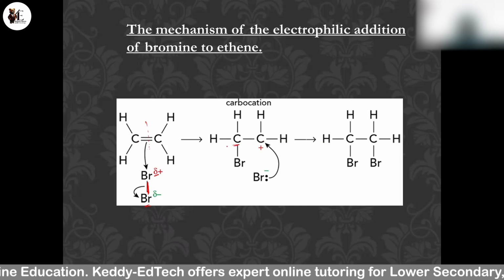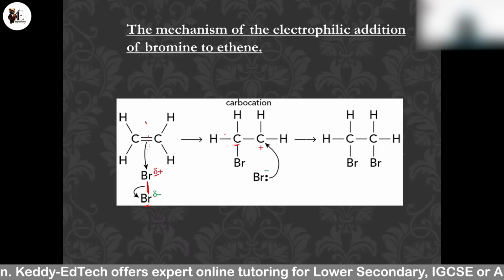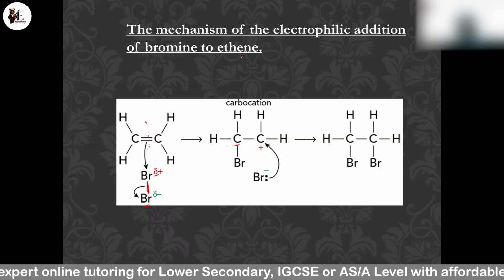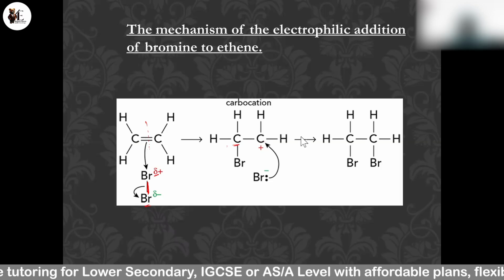The carbocation will form at this carbon, which is a symmetrical molecule. So you can make any carbon the carbocation, and at any carbon you can attach bromine.